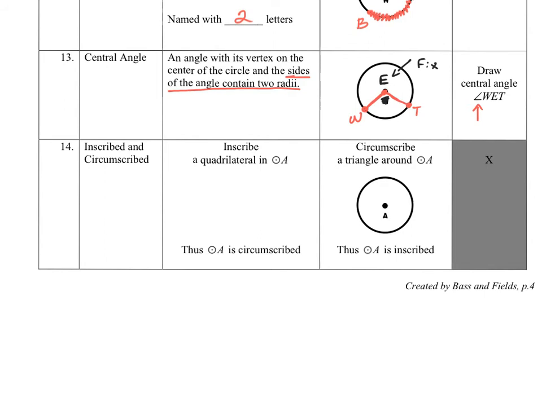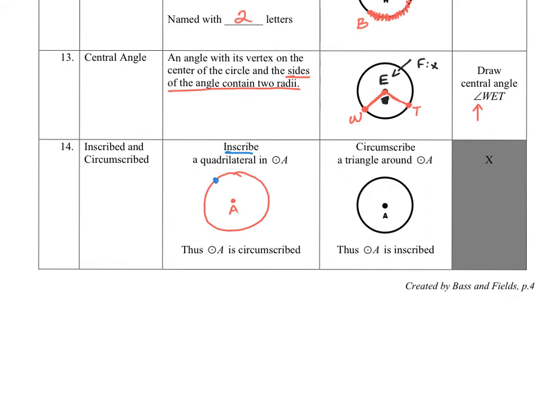The last thing we're going to talk about on this page are inscribed versus circumscribed. So we are going to need a circle A for this example, so I'm going to draw in a circle A. So I've got my circle A. Now, if I want to inscribe a quadrilateral in the circle, quadrilateral, of course, means four sides, 4 corners, and we're going to put all 4 corners on the circle.